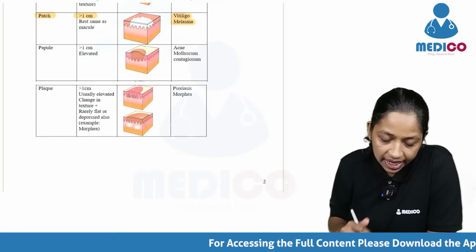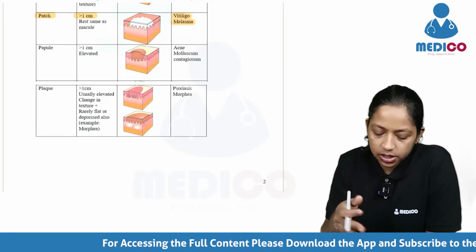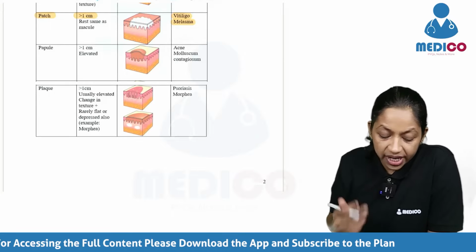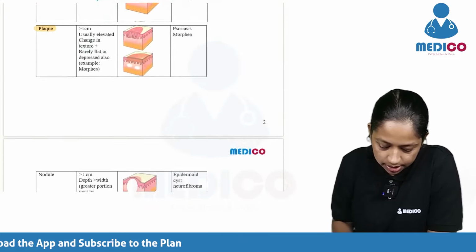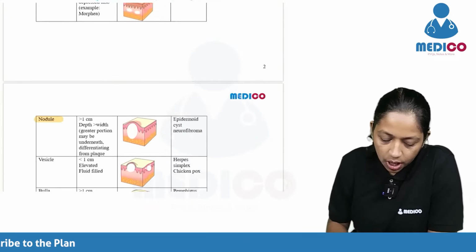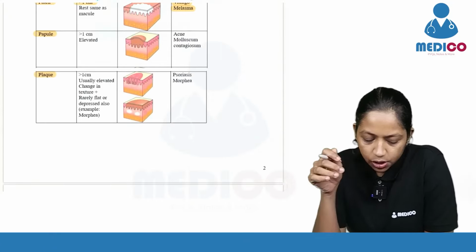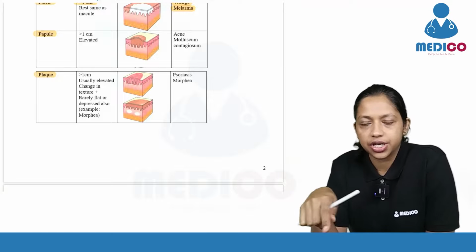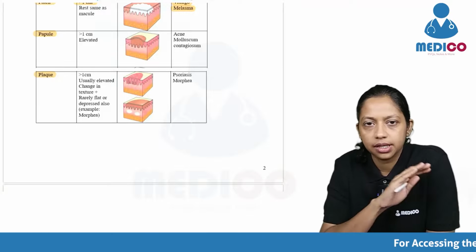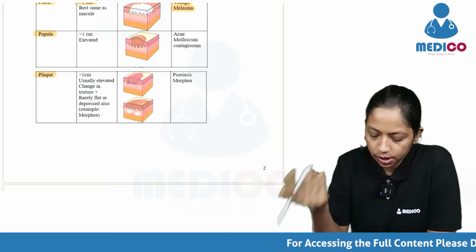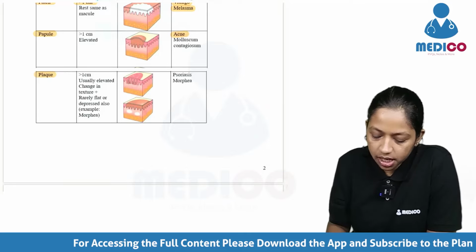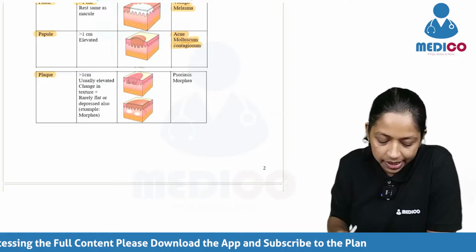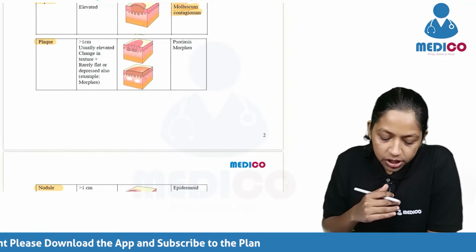Now let us look at raised, elevated lesions. That is what is given in our question. So in elevated lesions, we have three: papule, plaque, and nodule. So how are these things differentiated? If you have an elevated lesion that is less than 1 centimeter, that would qualify as a papule. So it would be a papule that you see in acne, a papule that you would see in molluscum contagiosum, which is umbilicated.